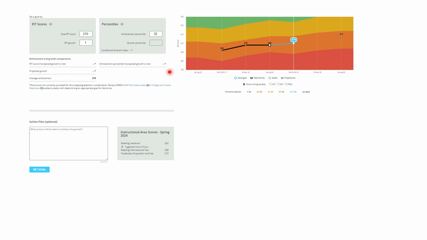The nice thing about goal setting is this will follow the student, and you can print data and look at results on which students are meeting their goals and which students still have some work to do. And again, it will give you those areas of focus. So reading literature for this student is a suggested area of focus because they only got a 202 RIT score, along with reading informational text would be something to really work on.